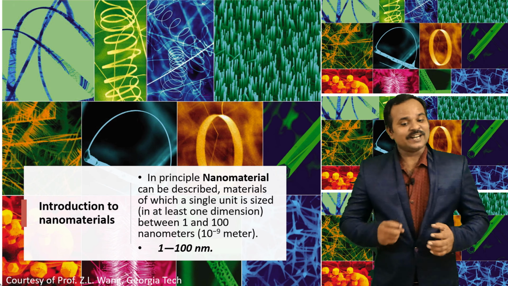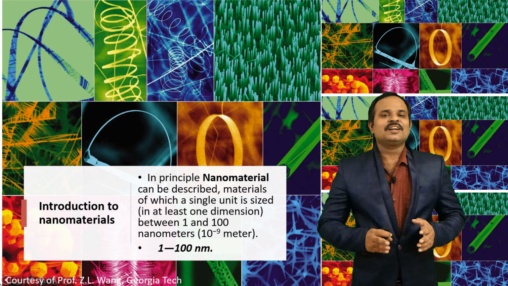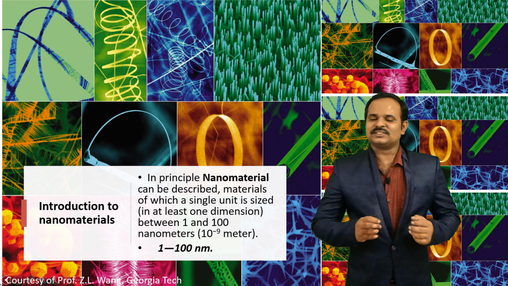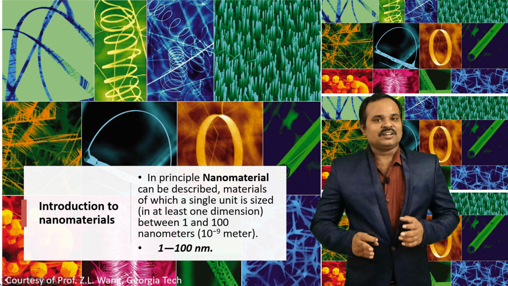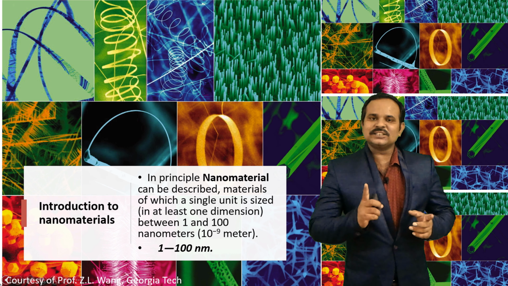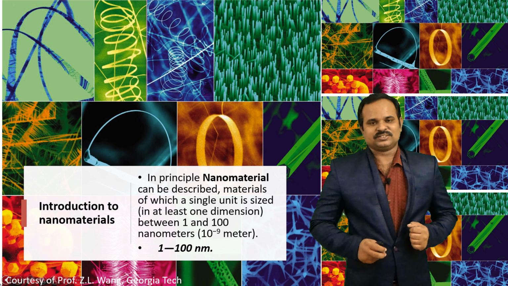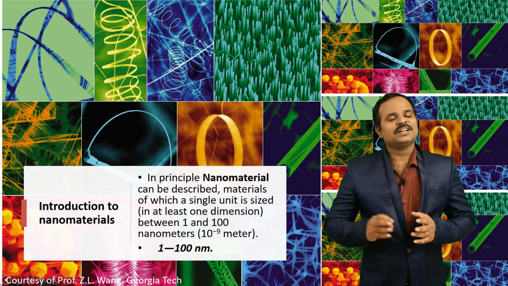Now, let's see. A nanomaterial means any material whose dimensions are between 1 to 100 nanometers. That means for any material we take, if at least one dimension is in the range from 1 to 100 nanometers, then we can say that material is a nanomaterial.